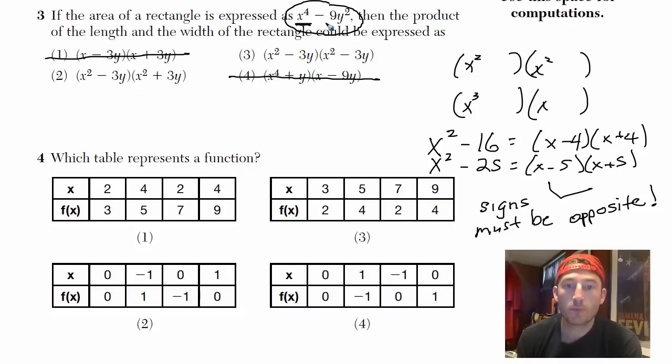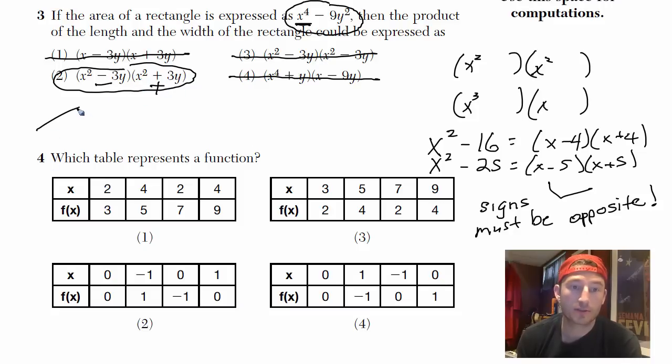So since I see no middle terms here, no x, y, whatevers, you're going to get rid of this one and you're going to pick this one. There's a minus sign, there's a plus sign, and they're both the same expressions. All right, so this is one you need. Signs must be opposite when you have no middle terms. Quick way to do it.